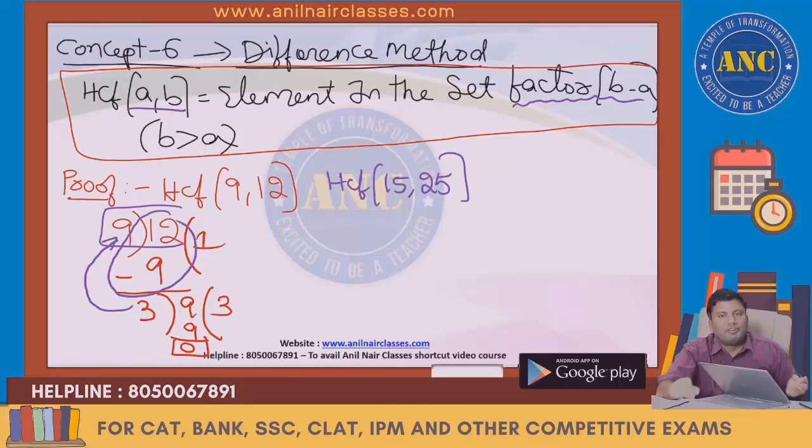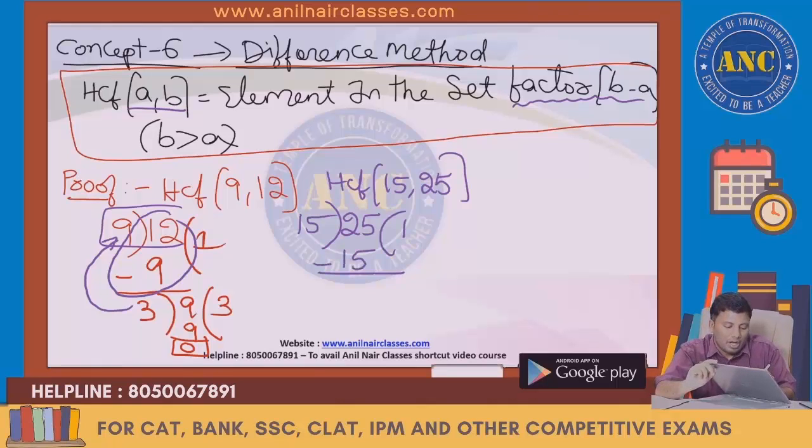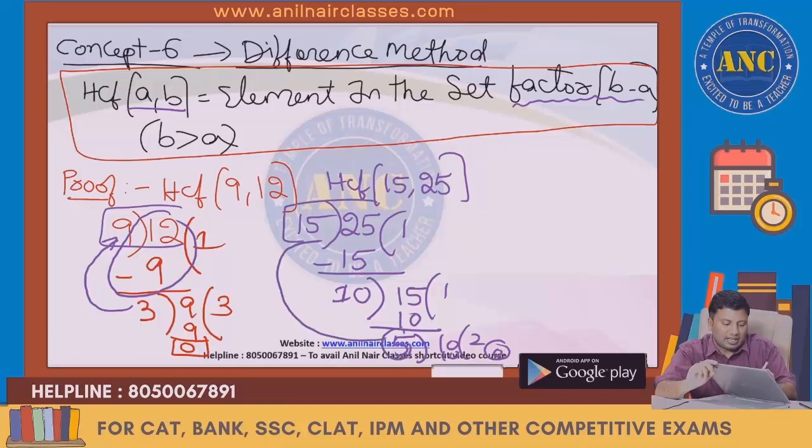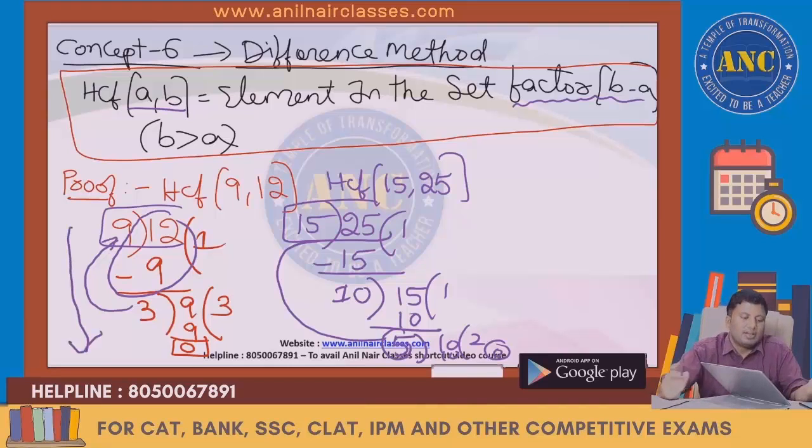HCF of 15 comma 25. 25 is divided by 15. 15 ones are 15. I took the difference, 10. 10 ones are 10. Again the difference is 5. 5 twos are 10, remainder 0. 5 is the HCF of 15 comma 25. What we are doing vertically, I will do horizontally.